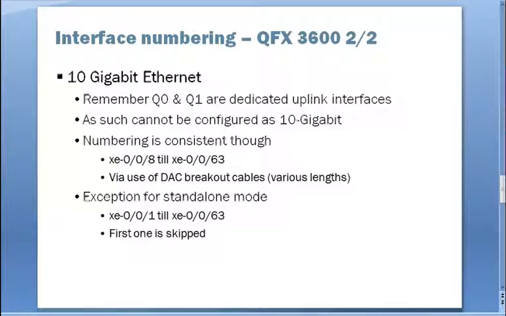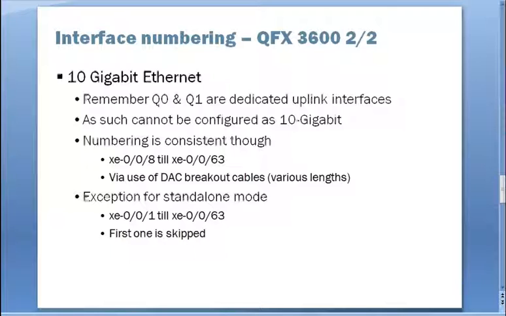The exception is, of course, standalone mode, where we can address all the 10 gigabit Ethernet interfaces that we can make available via the 16 hardware ports, Q0 till Q15. So that would be xe-0/0/1 till xe-0/0/63. You might by now have noticed that I did not mention xe-0/0/0. That would be the first available 10 gigabit Ethernet interface. However, that is reserved in the software and therefore it is skipped and cannot be used.